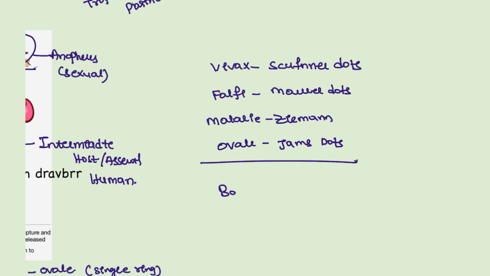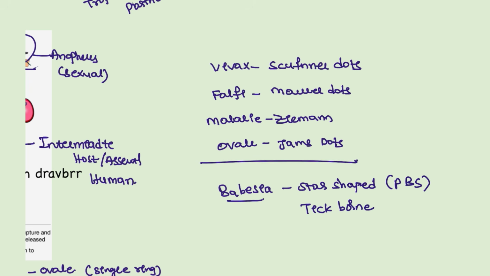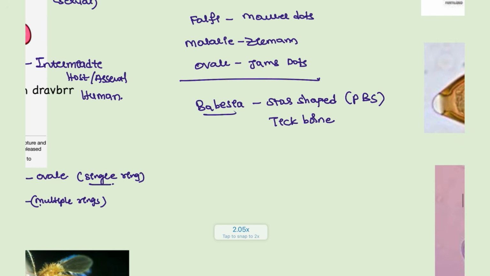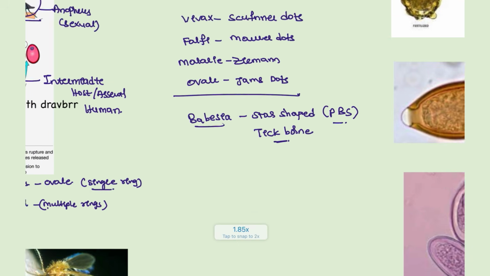Right, next, Babesia species. These will be seen with the star shape in the blood smear appearances, and this is associated with tick-borne infection. Tick-borne conditions mimic the symptoms of malaria, but it is associated with the tick-borne infection. And on the peripheral blood smear, you are going to see the star-shaped appearances.